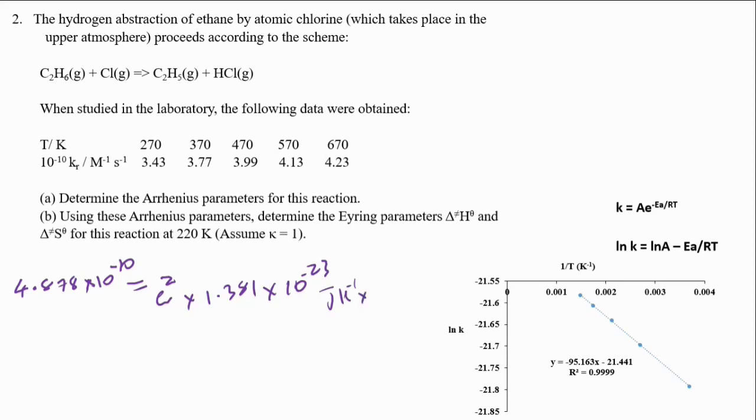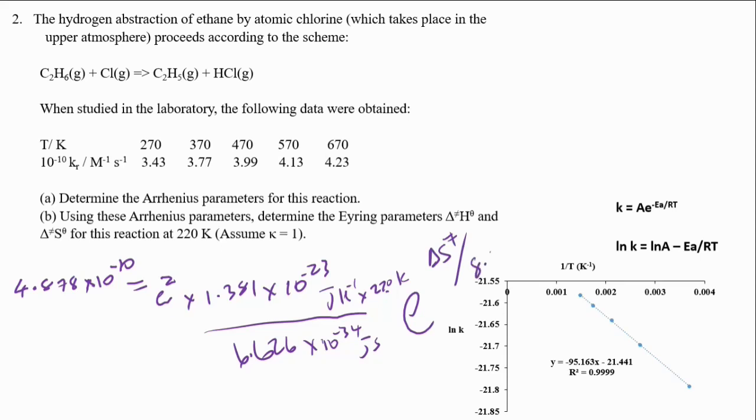Times the temperature, which is 220 Kelvin, as given to us, over Planck's constant, which is something like 6.626 times 10 to the minus 34 joule seconds, times the exponential function now, the unknown, which is the delta S of activation over 8.314.